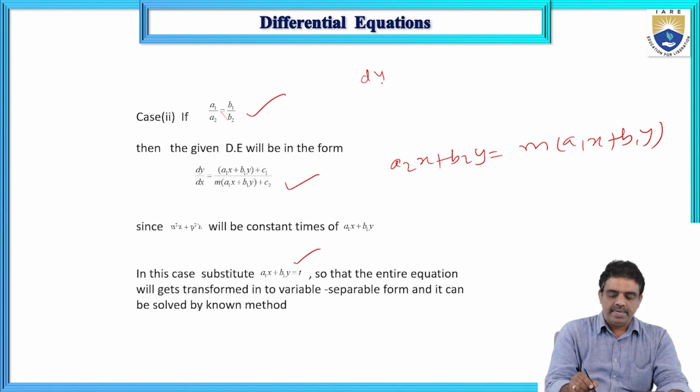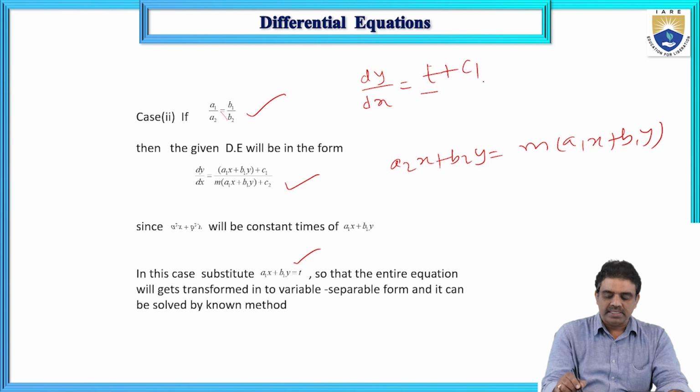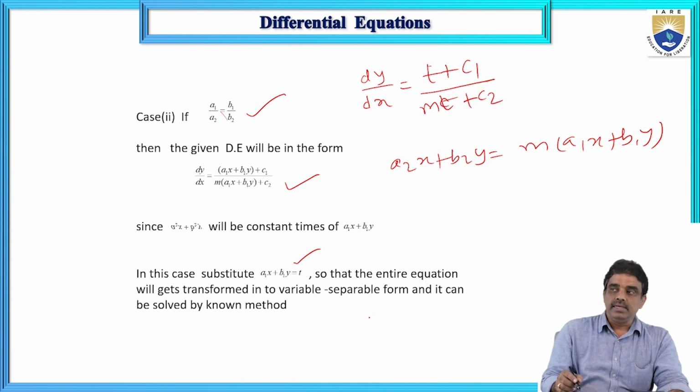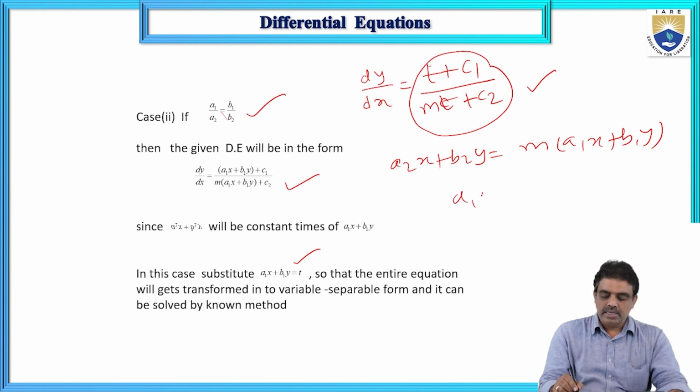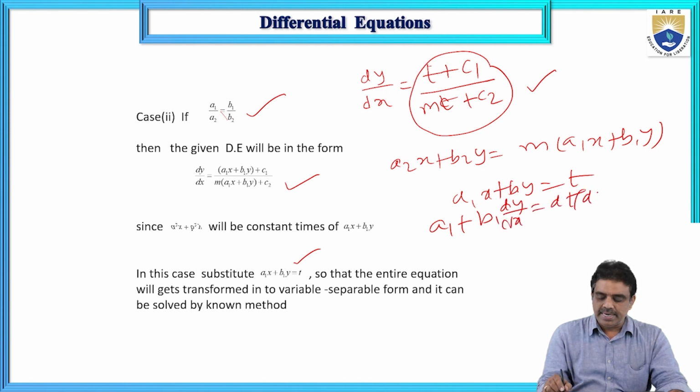dy by dx is equal to, if you replace a1x plus b1y is equal to t, this gives t plus c1 by some constant m into t plus c2. So clearly the right side, the total function is a function of t, and dy by dx is replaced by, here a1x plus b1y is equal to t means a1 plus b1 dy by dx is equal to dt by dx.